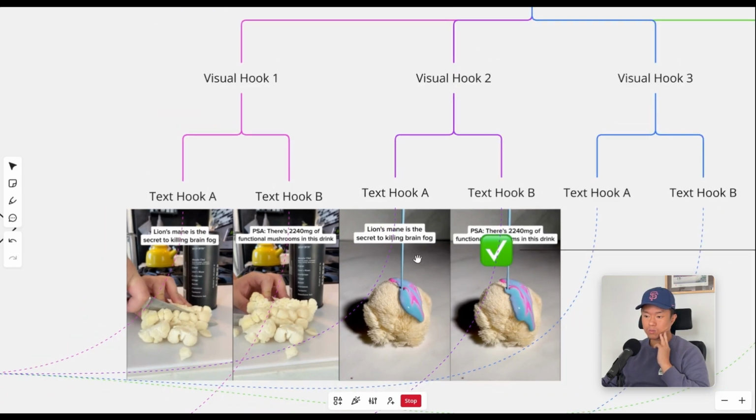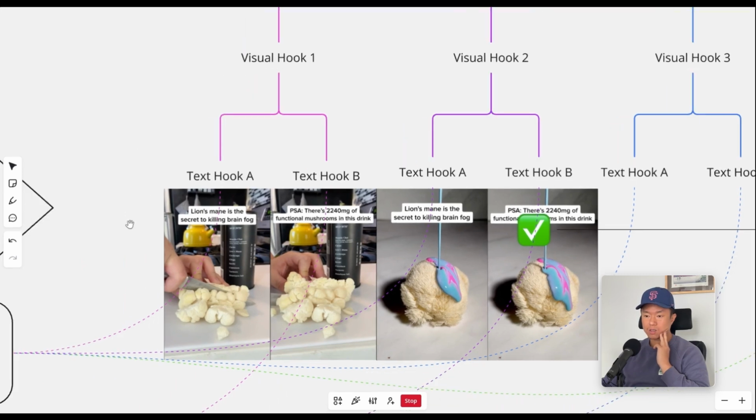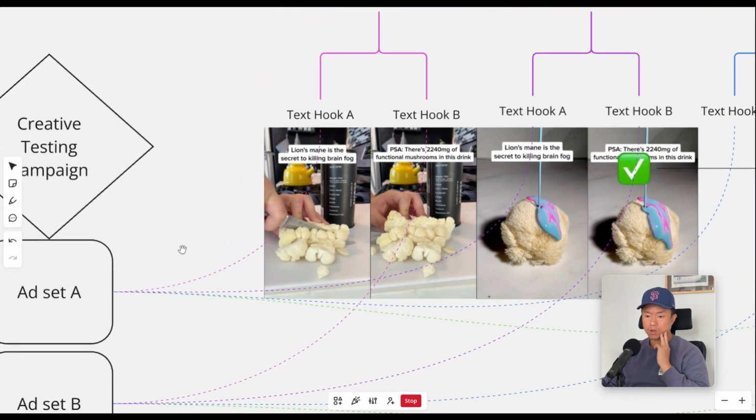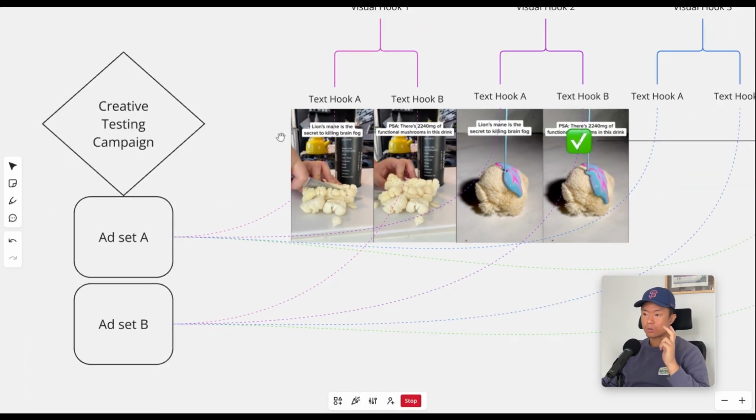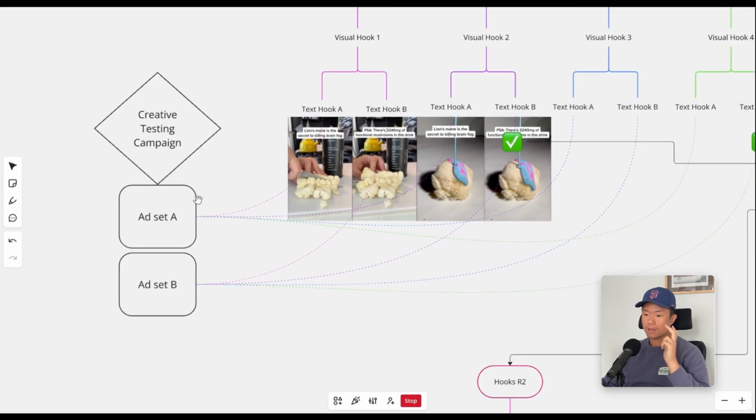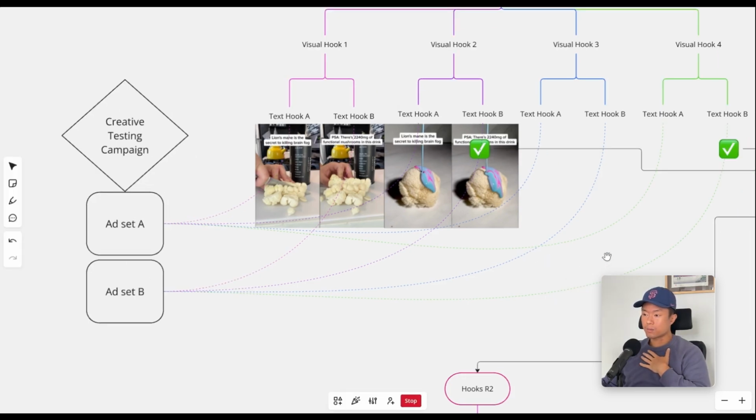So you can do the same type of scientific hook testing in your own ad strategy. The way to test it is to separate them out into different ad set tests. So in this example, every text hook A goes into their own ad set A, and every text hook B goes into their own ad set B in their own testing campaign. And if you don't know how to do this, I have videos you can just check out to see how to set up a creative testing campaign.